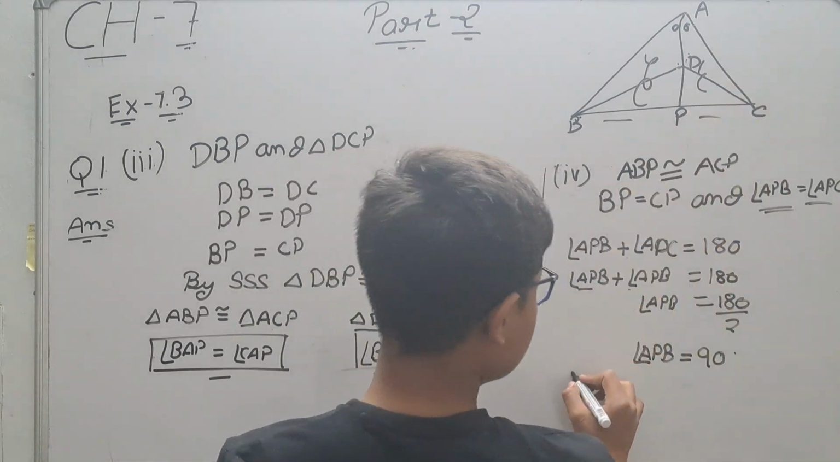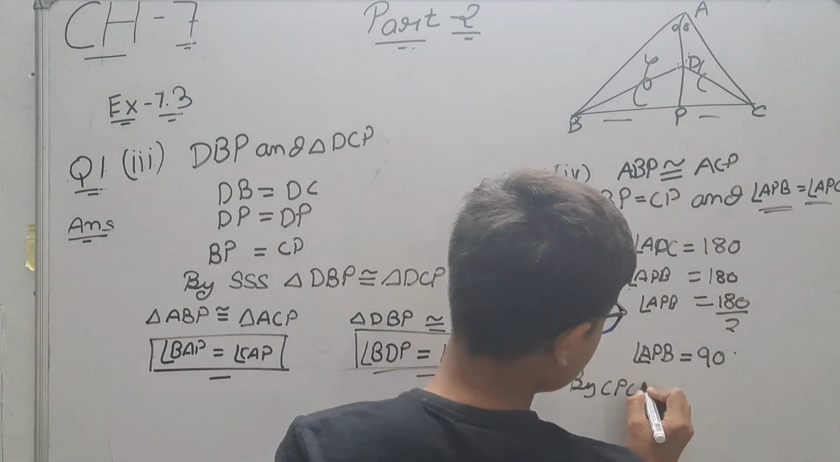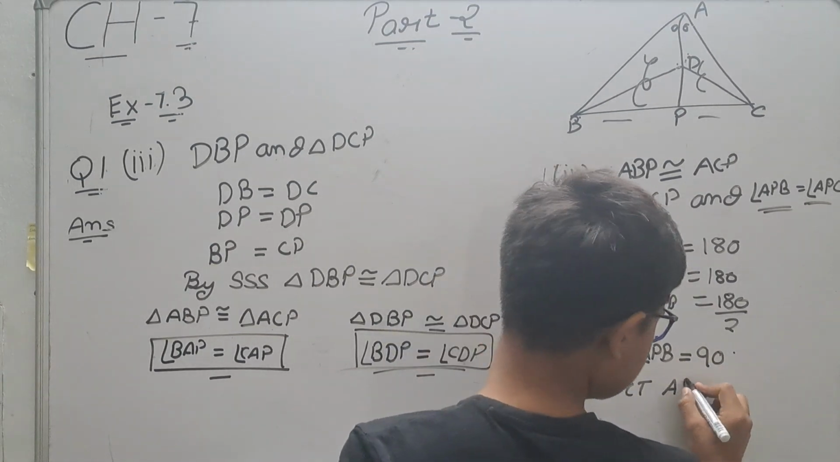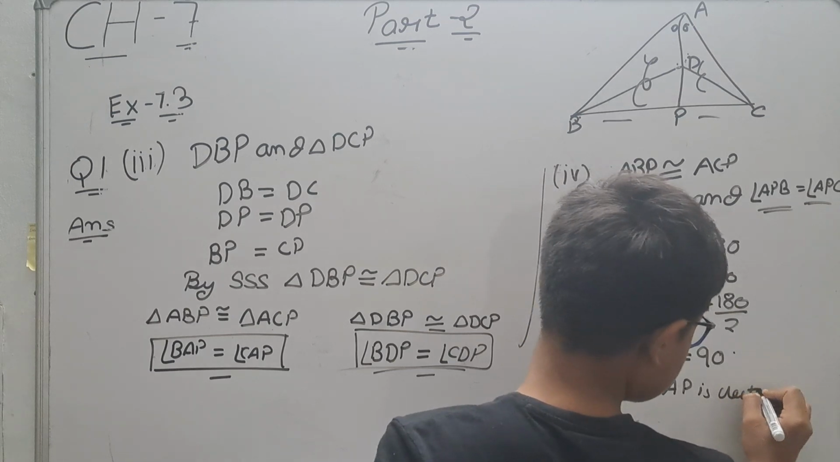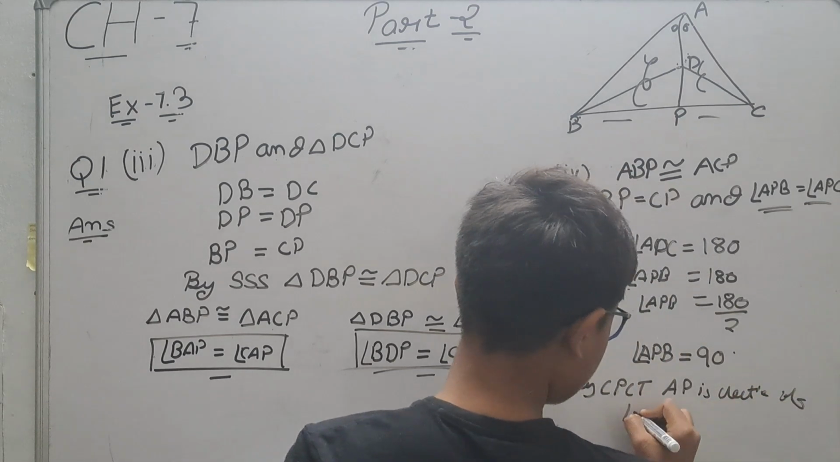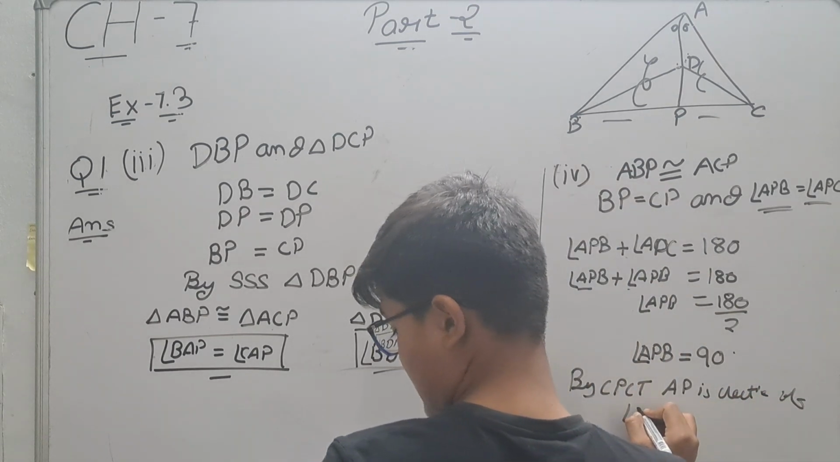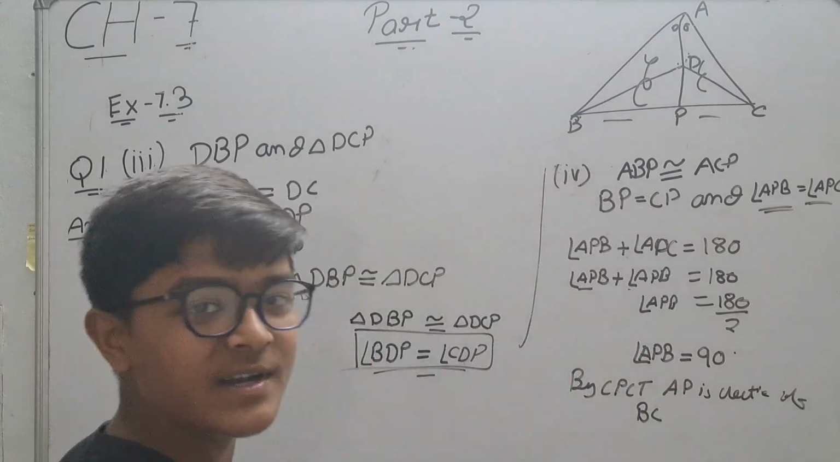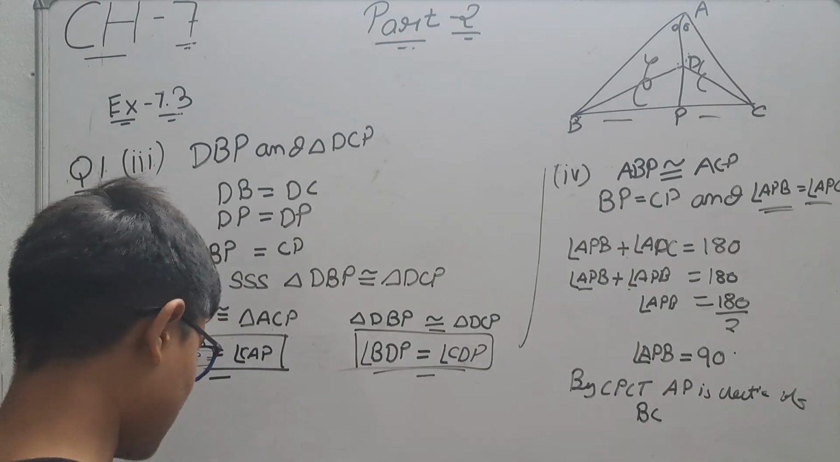So by CPCT we know that AP is the bisector of, not angle BC, side BC. Yes, students, side BC. Now let's move forward.